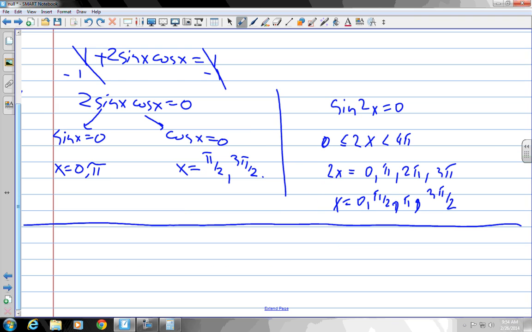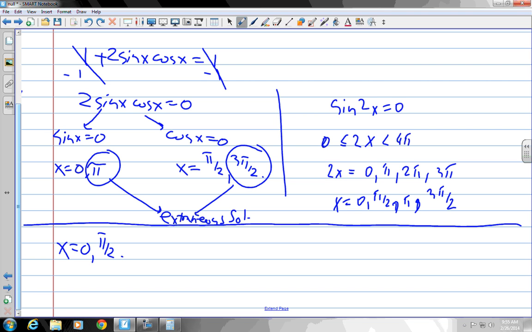So these two, which ones were those? 3 pi over 2 and pi, right? Those two were extraneous solutions. So the only solutions are 0 and pi over 2. It's the same reason why we had to do this when solving equations with square roots. You have to check your solutions because the sign becomes irrelevant when you square both sides, so you have to make sure it still works.